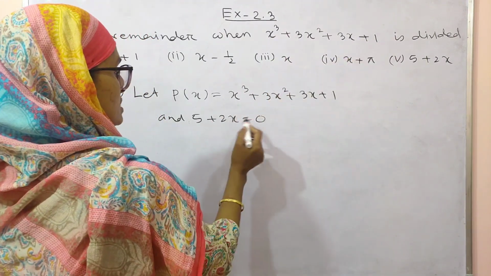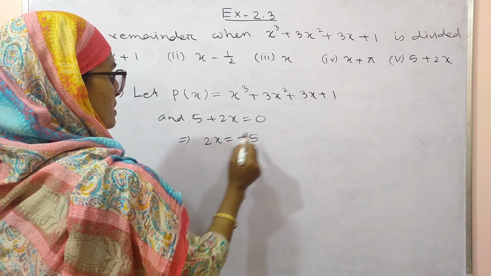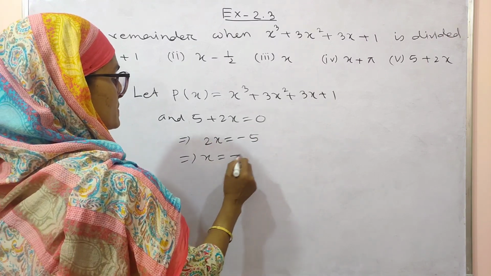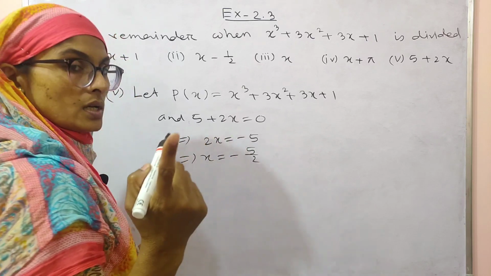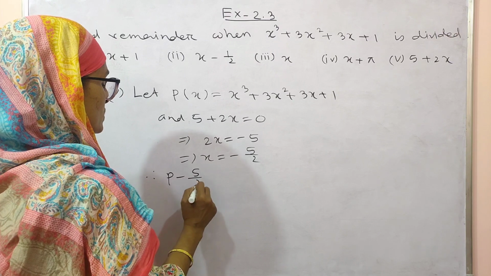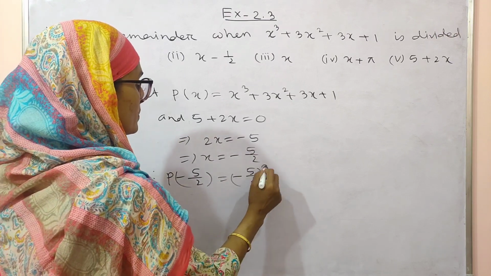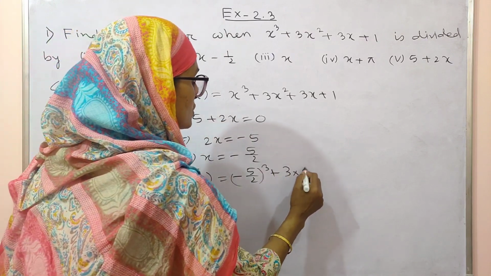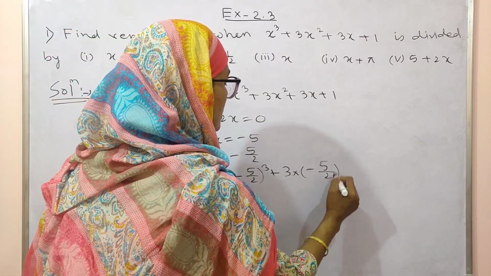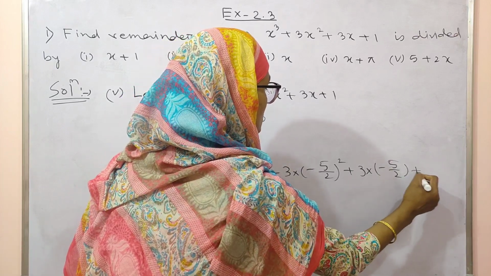Number 5, let p(x) equal to x cube plus 3x square plus 3x plus 1 and 5 plus 2x equal to 0. Or you will get 2x equal to minus 5 or x equal to minus 5 by 2. Now put the values. Therefore, p of minus 5 by 2, you will get minus 5 by 2 whole cube plus 3 into minus 5 by 2 whole square, 3 into minus 5 by 2 plus 1.